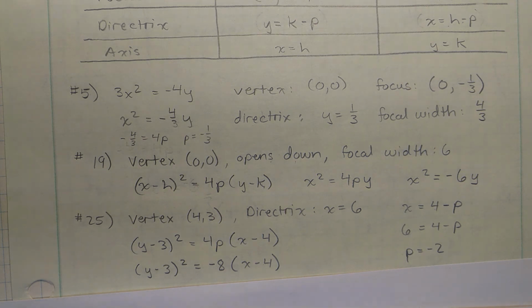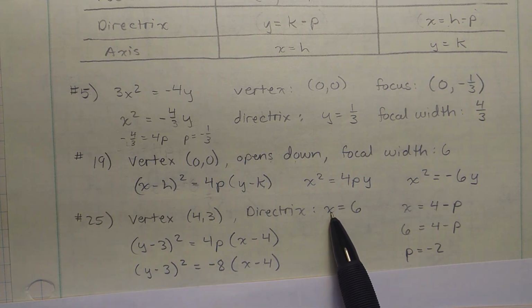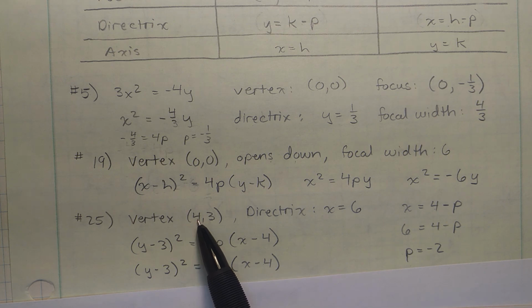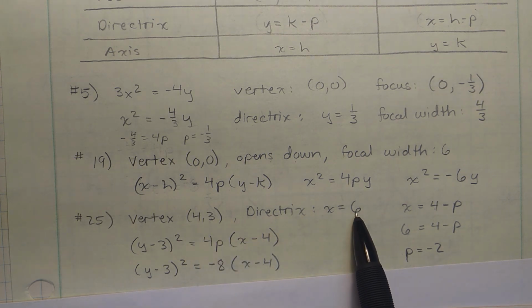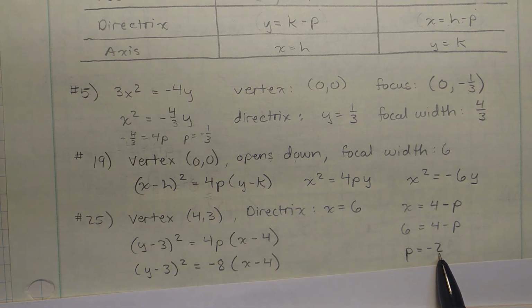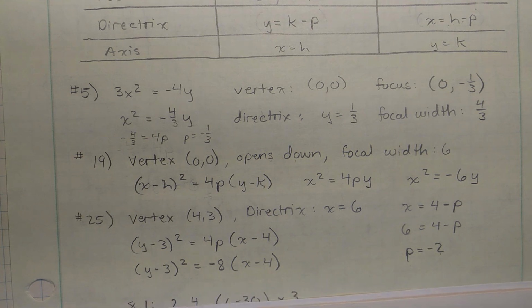And you could also do that one by inspection. Since my directrix is x equal to 6 and my vertex has x coordinate 4, I have to go 2 to the right to get to the directrix. So to get to the focus, I would have to go 2 to the left. That would mean just negative 2. And so I could immediately put negative 2 in for p like that. That's the other way I could do it.